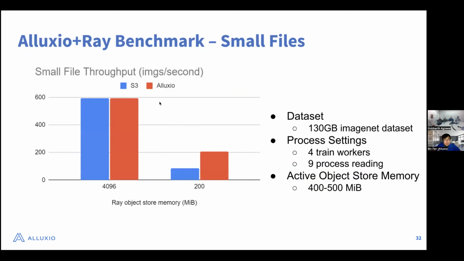Okay, so some benchmarks in terms of small file throughput, in terms of images per second. With Alluxio, when we are using a large memory size for this Ray benchmark, they are about the same. But when we are using smaller memory allocated to the Ray object store, Alluxio can provide a much higher small files throughput in terms of images per second. This is on the 130 gigabyte ImageNet data set, with 4 training workers, 9 processes reading, and the active object store memory is about 400 to 500 meg.